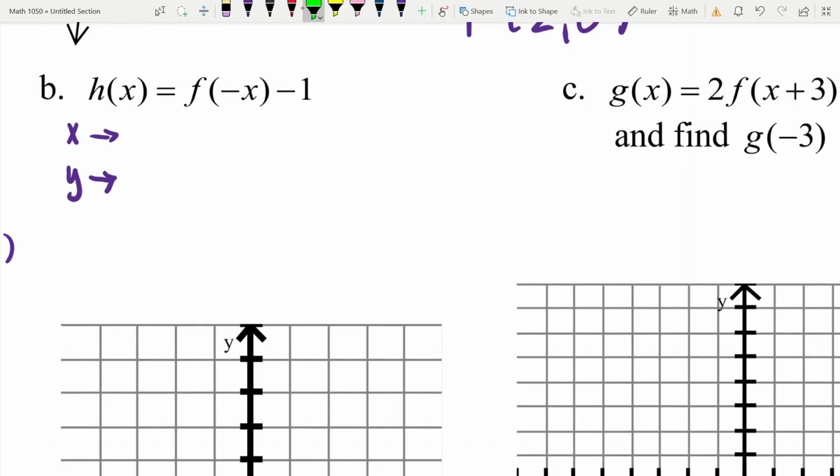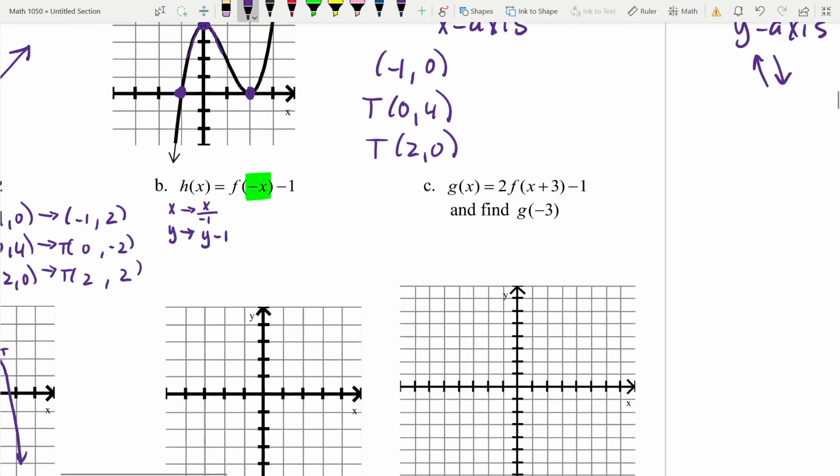The x is in here, whatever affects the x. But the x lies. So this guy's multiplied by negative 1. So my guy's going to be what? What's the opposite of multiply? Divide. So it's going to be x divided by negative 1. You have to do the opposite. The only thing that affects the y is the negative 1. So y becomes y minus 1.